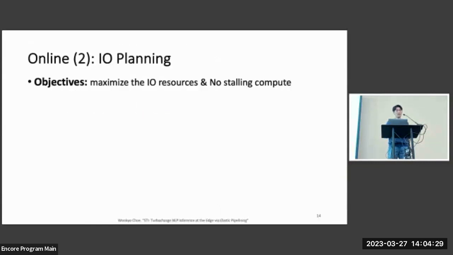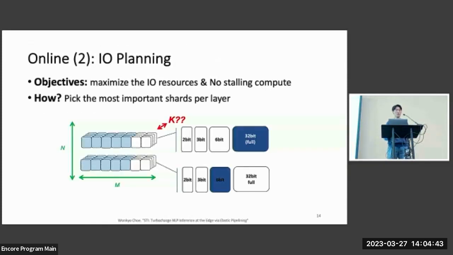So next stage, the system has chosen n layers by m shards, and now needs to select the k versions of each shard. The key goal is to use maximum I/O resources and no stall in pipeline execution. Then how do we do that? We pick the most important shard per layer, considering the I/O budget and shard bit width.